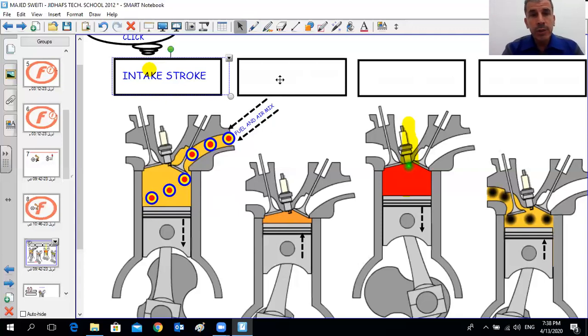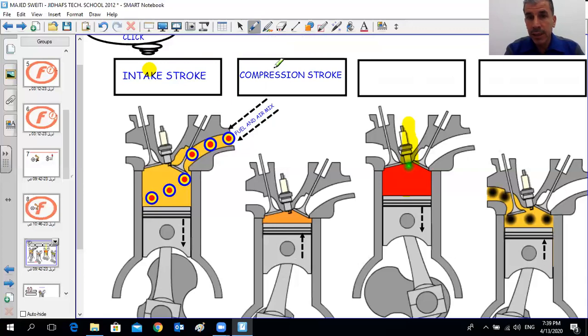So we need the second stroke. We call it the compression stroke. In the first stroke, the intake stroke, the piston moves down. When it moves down, it makes suction that allows the air to enter through the intake valve. But in the second stroke, we call it the compression stroke, as we see here.